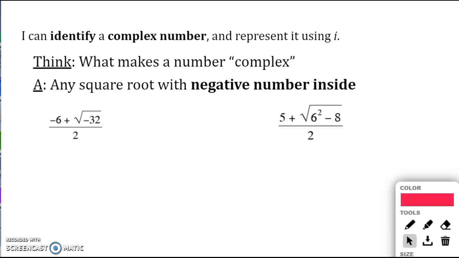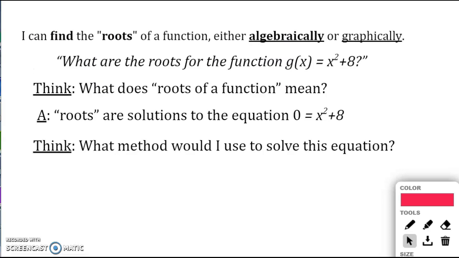6 squared is 36 minus 8. That's going to be square root of 28, which is a positive number. Okay, so let's just keep simplifying and let's figure out how to do this.